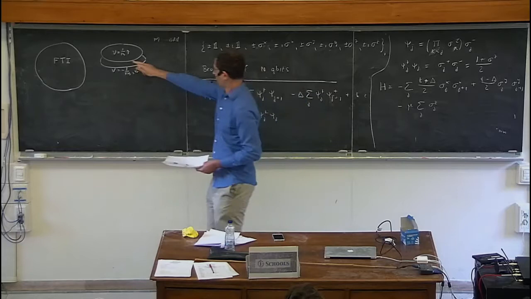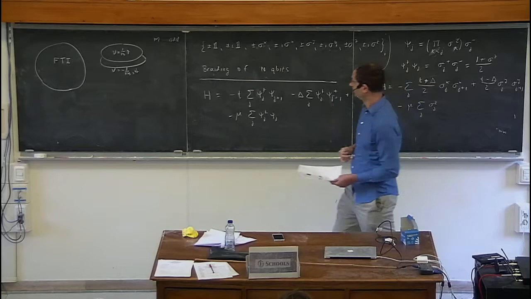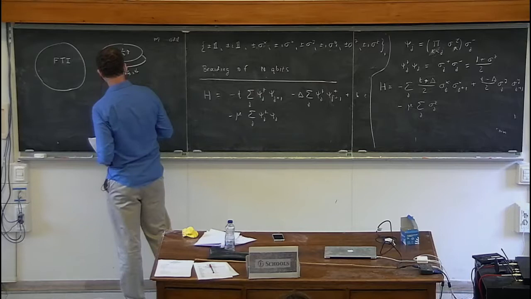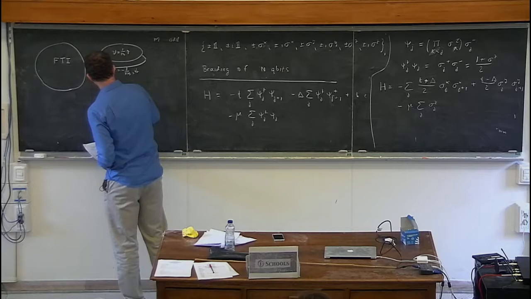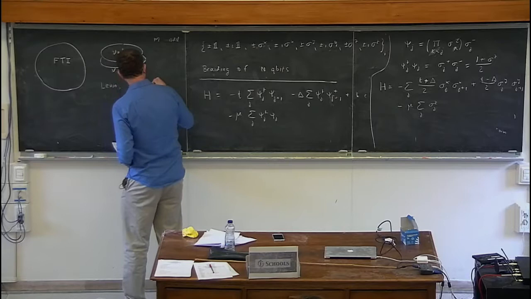For m equals 1, this would be the usual topological insulator. For m greater than 1, that is 3, 5, and so forth, this is a so-called fractional topological insulator. This was discussed by several people. I think among the first were Levin and Stern around 2009.